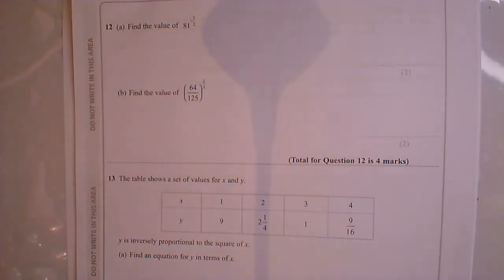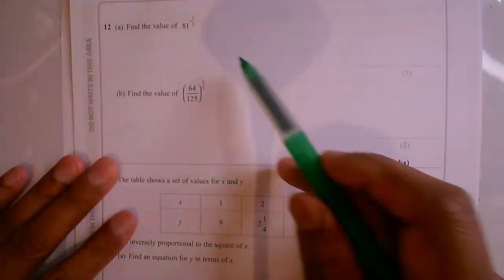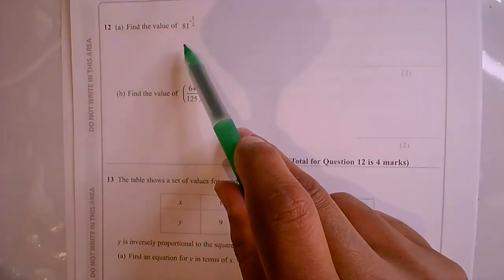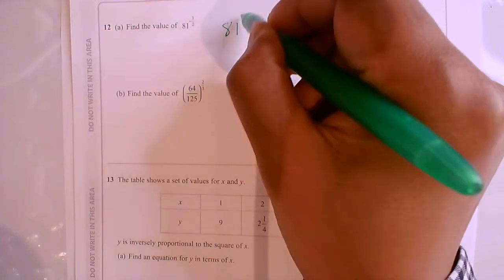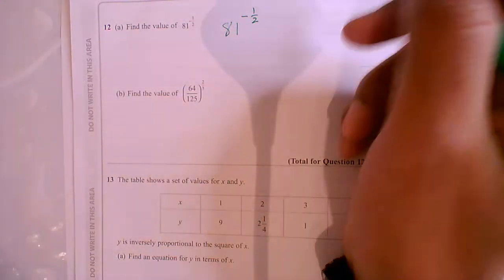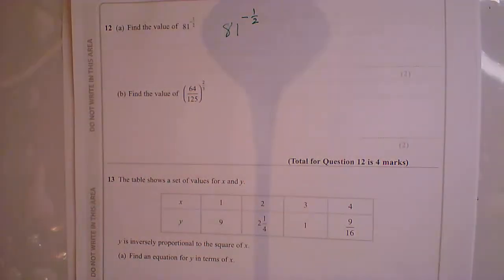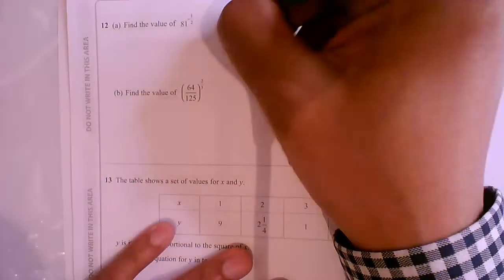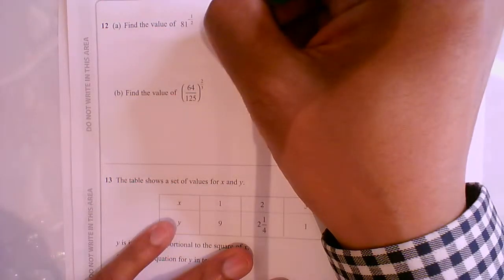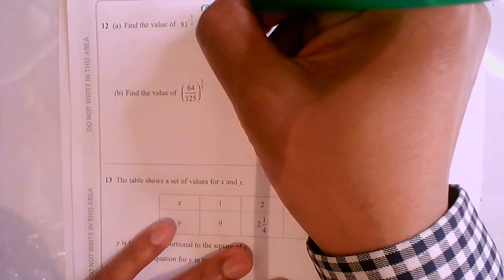Okay, so question 12. Again, that looks quite quick. We can do this quite quickly. All right, 81 to the power minus a half. I'll give you a few seconds to do that one. So first of all, what does a negative power mean? It means it's a reciprocal.